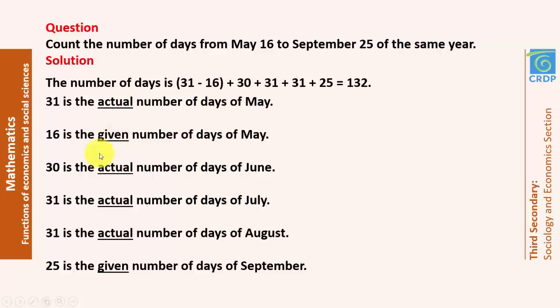We add 30 as the actual number of days of June, 31 as the actual number of days of July, and 31 as the actual number of days of August, while 25 is the given number of days in September, because the period ends on September 25. Now, adding the number of days, I get 132. I can use it in a problem related to simple interest.